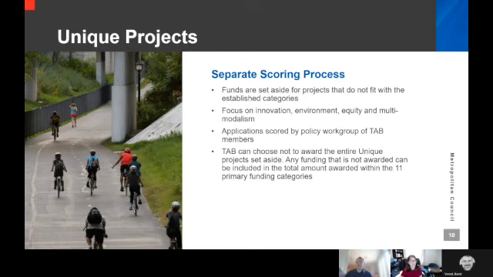So right now, as we speak, a committee of TAB members is helping rate those projects. They are meeting next week to do that. $4.5 million was set aside, and interestingly enough, that's roughly the amount that we had in applications. But TAB does not have to select every application. Because of that, they can select as many or as few of these projects as they would like. So that if there's any funding that isn't warranted, it will go into funding the 11 primary categories.